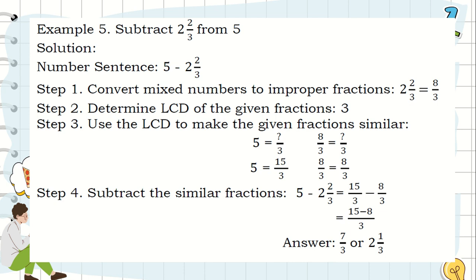Step 3. Use the LCD to make the given fractions similar. 5 is equal to 15/3. 8/3 is equal to 8/3. Step 4. Subtract the similar fractions. 5 minus 2 2/3 is equal to 15/3 minus 8/3 is equal to 15 minus 8 over 3. The answer is 7/3 or 2 1/3.